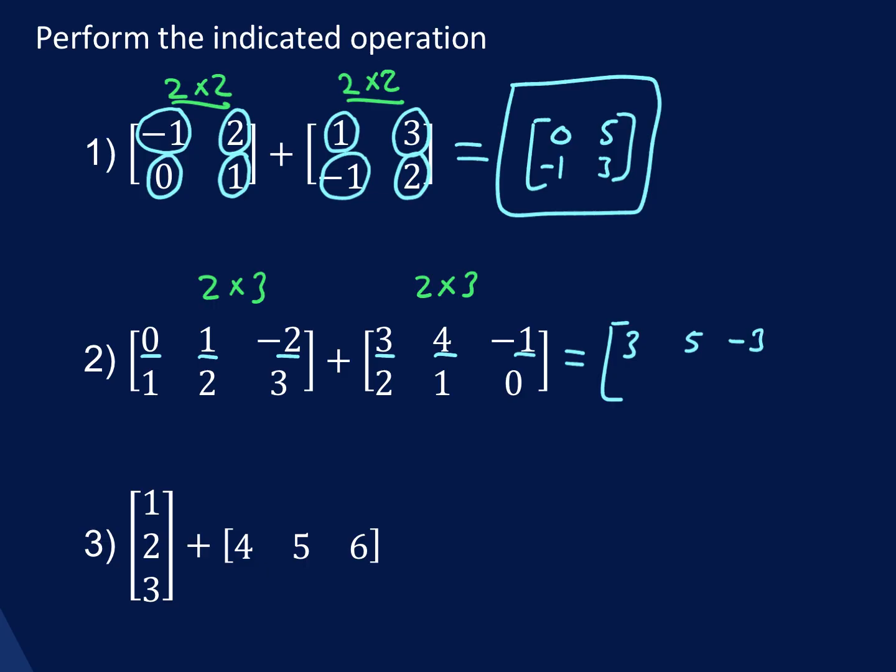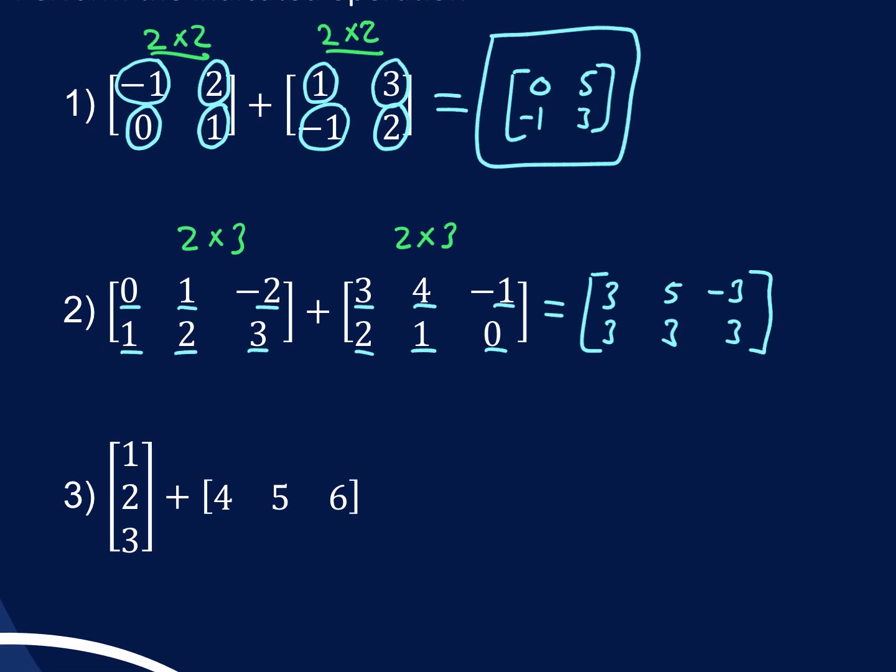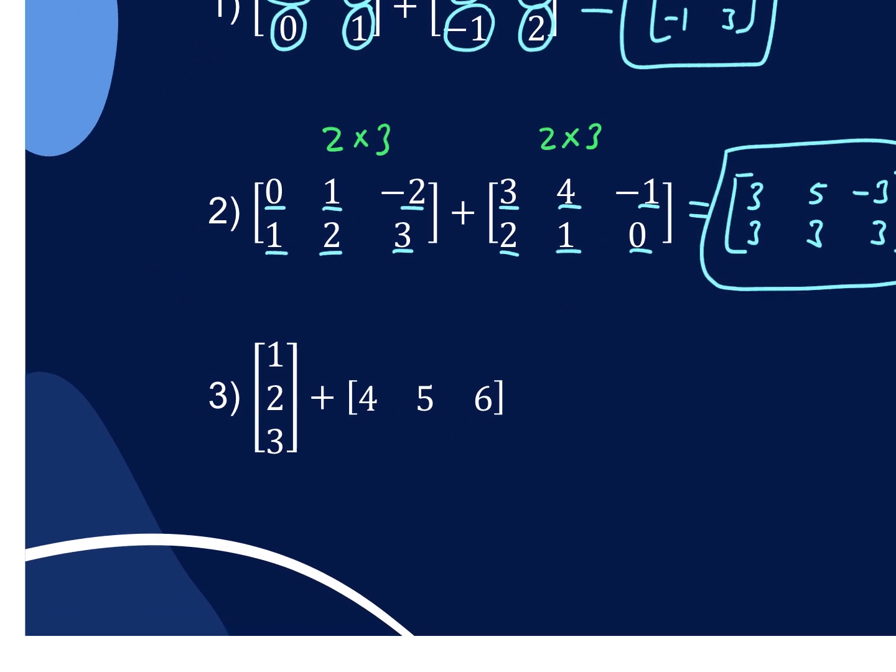And the bottom row, we're going to do the bottom left with the bottom left. 1 plus 2 is 3. Bottom middle with the bottom middle is 3. And bottom right with the bottom right, 3 plus 0 is 3. So a bunch of 3s in this problem. But that is all we have to do for that problem. Now, if you look at this one, it looks like here we have 1, 2, 3 rows and 1 column.